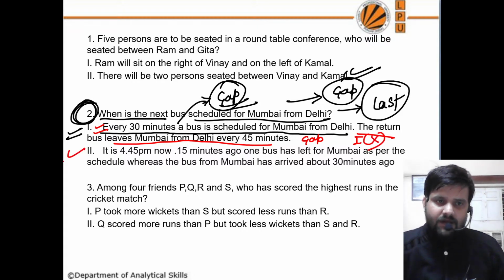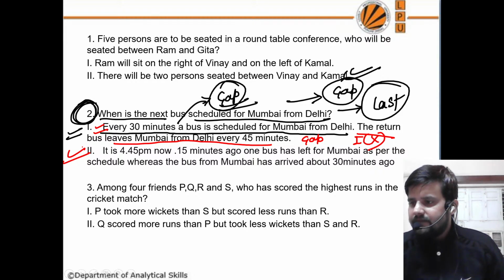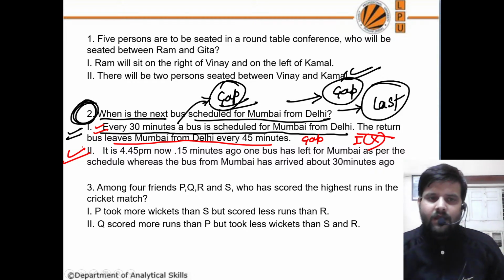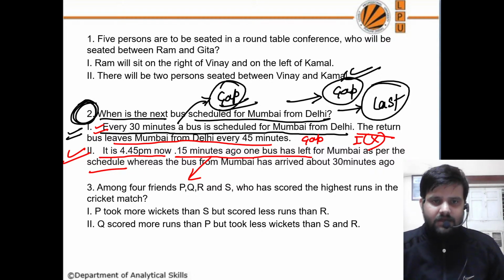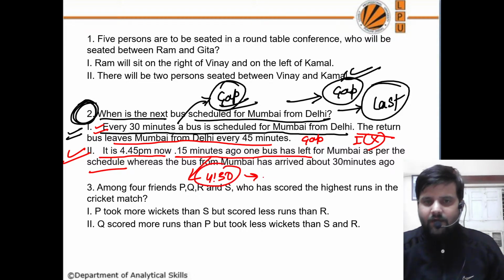Getting my point? Now let's come to second point of this. It says it is 4:45 p.m. now and 15 minutes ago one bus has left. So can it tell me the next bus for Mumbai as per the schedule? Okay, now see, it is 4:45 now, a bus left 15 minutes ago, so what time did the bus leave? At 4:30. So we got the time of the last bus.